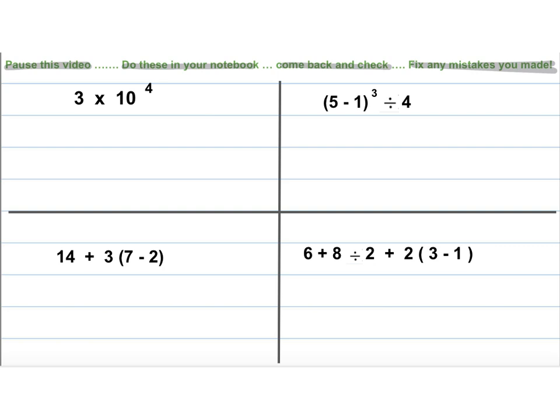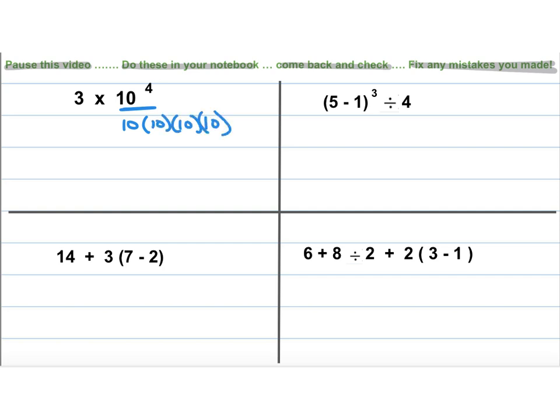You can leave your errors there. Don't erase them, but maybe leave enough room to try to do it correctly. Okay, no need to erase. Learn from your mistakes. Go ahead and pause and try. Remember, for this first one here, we have an exponent. So how you show that, this is really 10 times itself 4 times. 10 times 10 times 10 times 10.